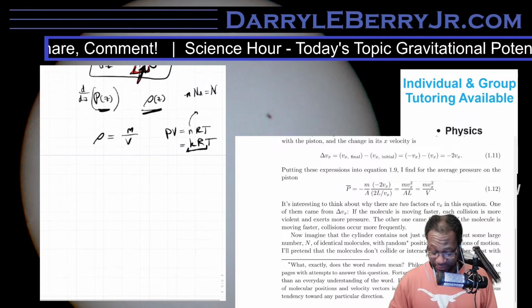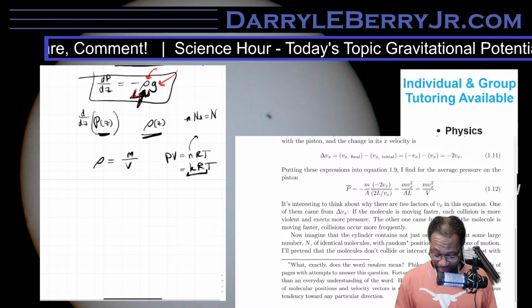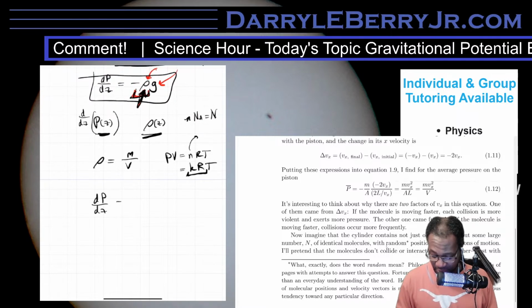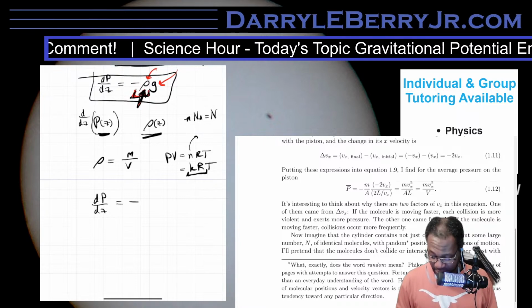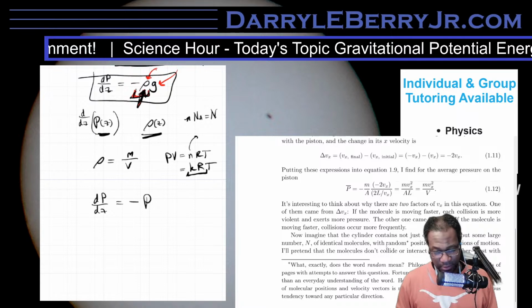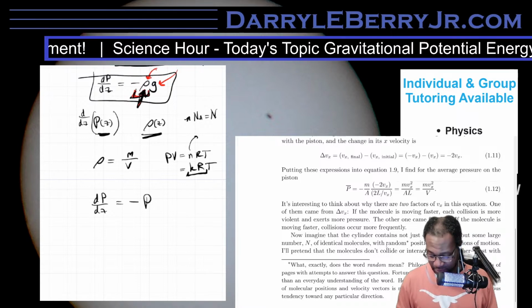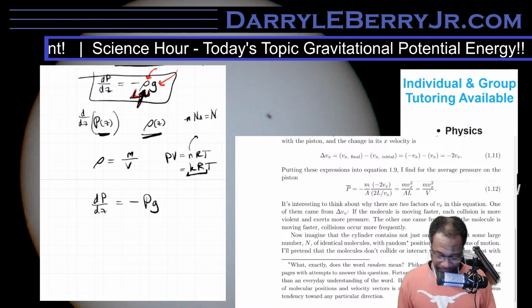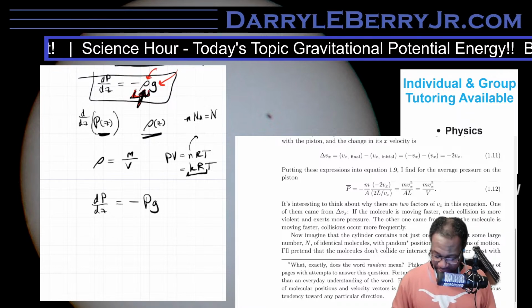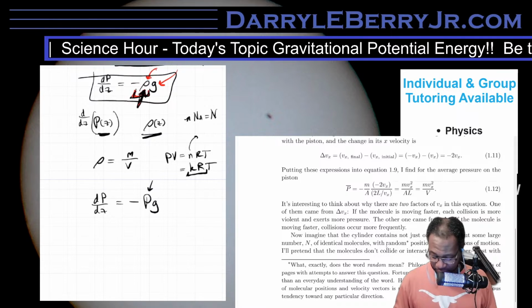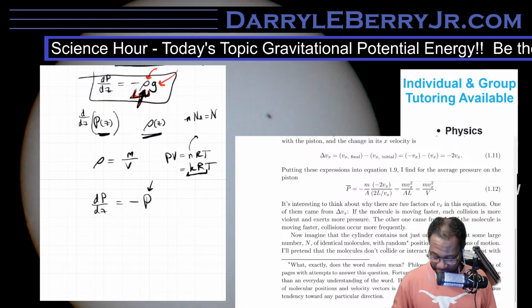You go through a whole bunch of stuff, and what we end up getting is dp over dz equals negative p, and what do we have here? I think we still had g here. We still have some kind of constant there. And what ends up happening is now we end up with a differential equation. And actually, this was a whole lot more complicated.